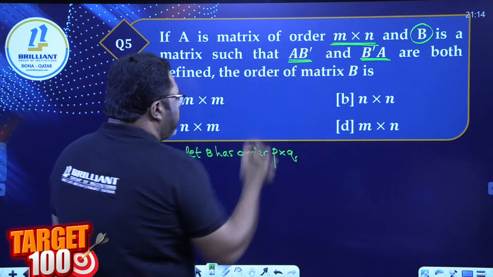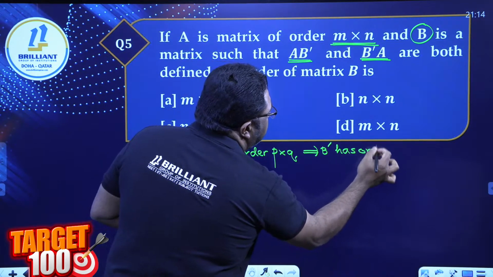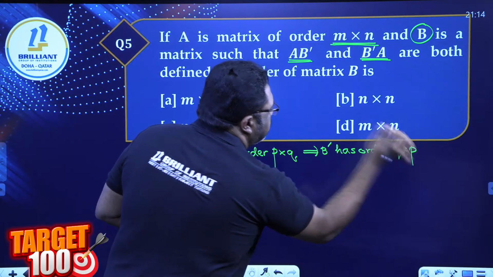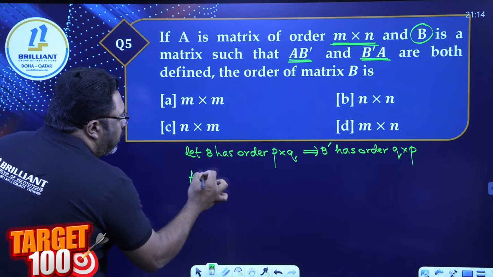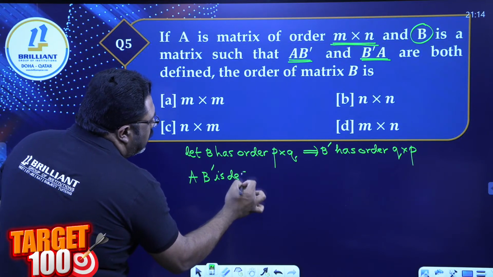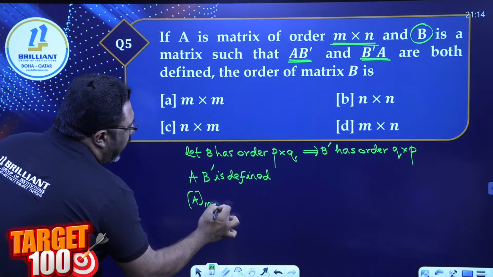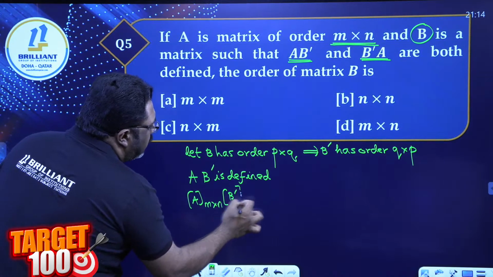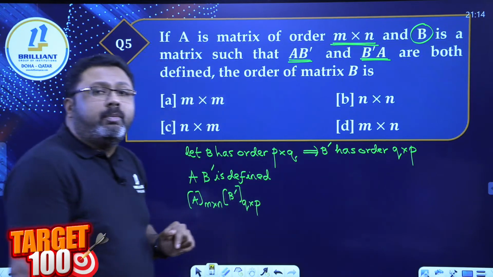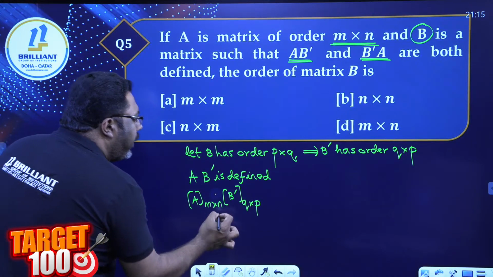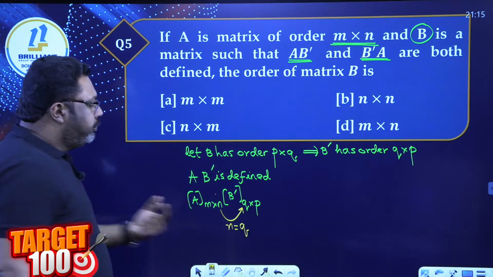So AB dash, B dash means transpose. So the transpose has order Q by P. The transpose has order Q by P. So they say that AB dash is defined. So it's a product that's being defined. What's the order of A? It's given to us as M by N. And the order of B dash is given to us as Q by P. Now let us see the conditions that should be necessary to make this product happen. We know that the most important condition is N should be Q.